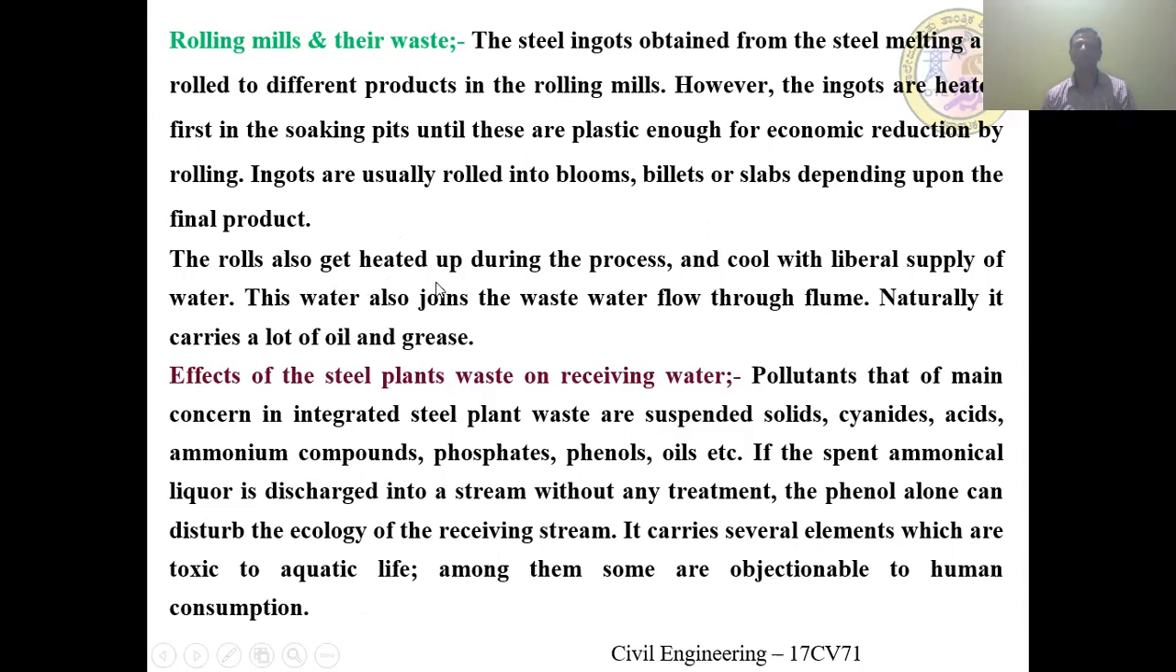The rolls also get heated up during the process and are cooled with a liberal supply of water. This water also joins the wastewater flow through the flume. Naturally, it carries a lot of iron and grease. So from rolling mills and their waste process, we are going to get wastewater containing a lot of iron and grease.